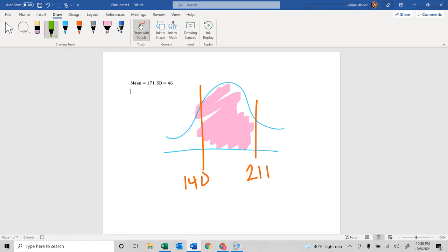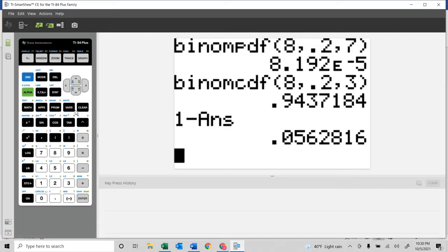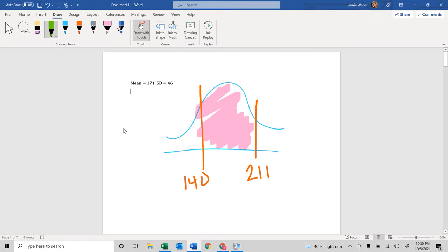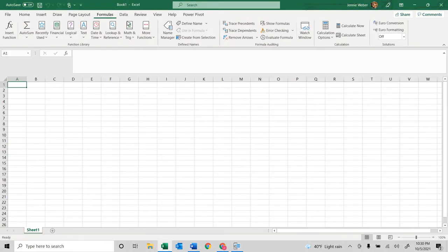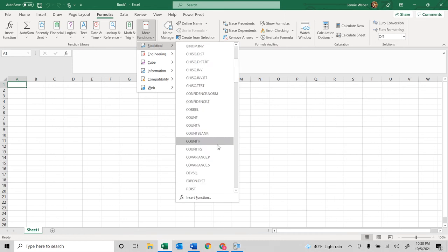So I'm going to use Excel. You could use the table, you could use the TI, whatever works. It doesn't really matter what you use. Let's see here. Formulas, more functions, statistical.